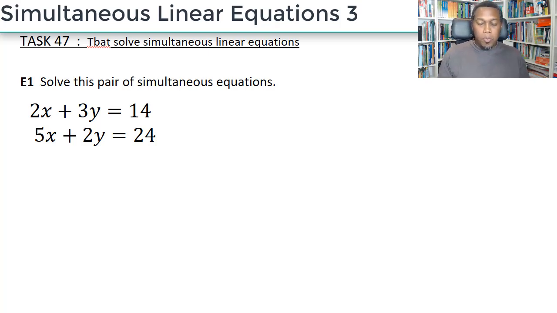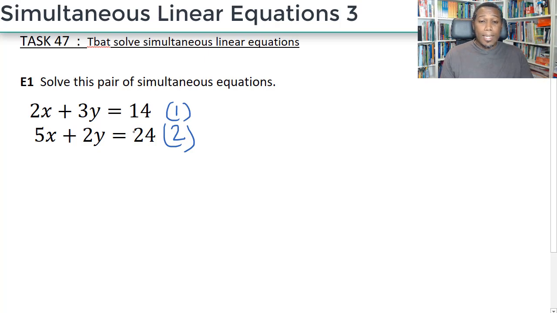Now, what's the process? Let's look at the process. First thing we want to be doing is labeling the equations. So I'm going to have equation 1 and equation 2. And then we want to eliminate one of the letters. You can only find one unknown at a time. So either I'm going to find x or I'm going to find y. And in general, I tend most of the time to go for eliminating x and finding y first.